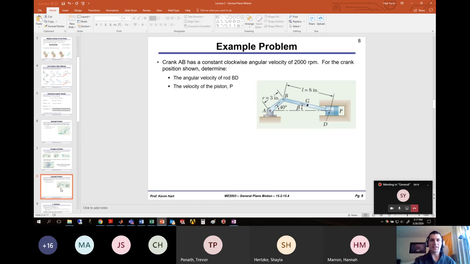Crank AB has a constant clockwise angular velocity of 2000 RPMs. For the crank shown, we want to determine the angular velocity of rod BD and the velocity of piston P. All right, so I'll give you guys maybe 30 seconds to copy that down while I set up the problem here on the writing pad.